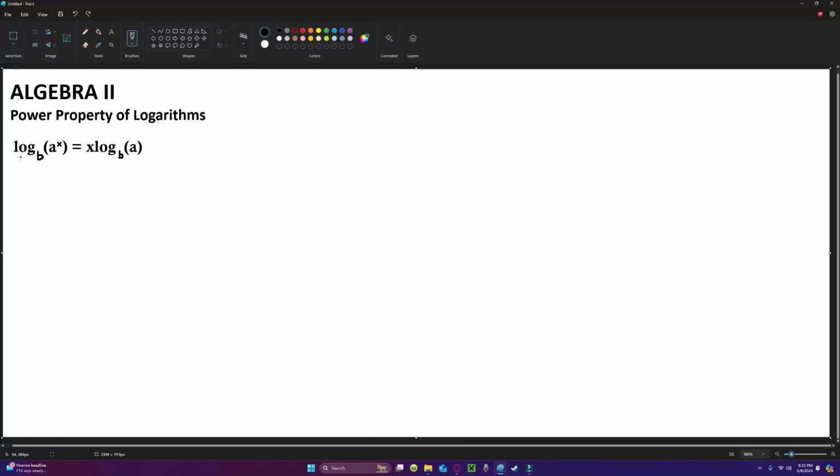Alright, power property of logarithms. Right here. If an input has an exponent in it, you can just put it to where it's multiplying the log and it equals the same thing. So just to get that out of the way, that's what the power property of logarithms is.